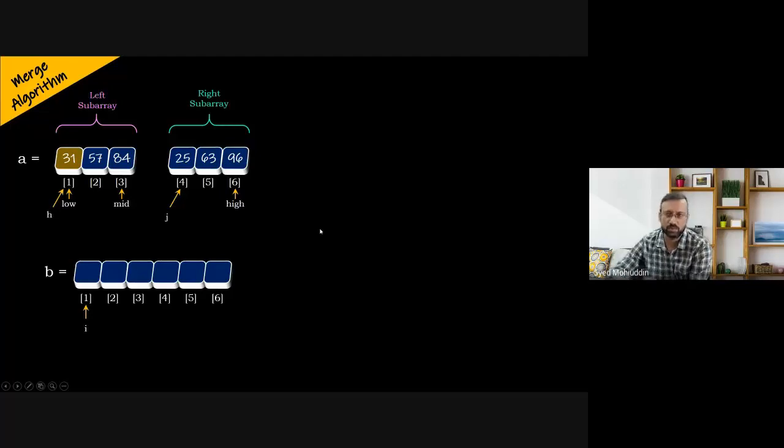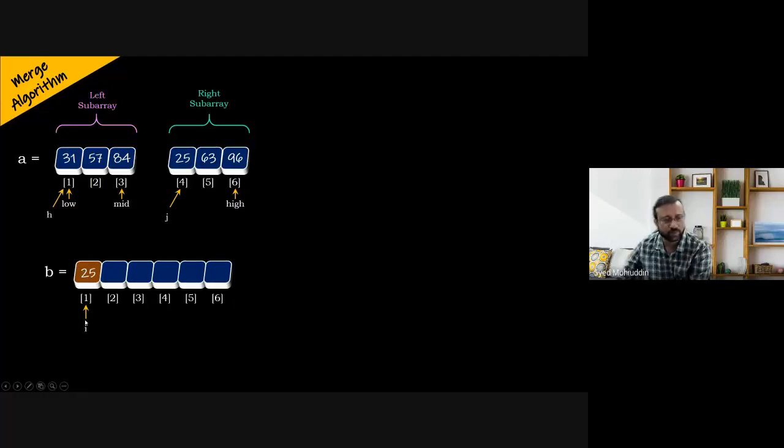Now, the logic behind this is we compare the element at index h, which is the first element from the left subarray, with the first element from the right subarray. Whichever is less, we will store that in array B at index i. So h is the first index, j is the fourth index, element at index h is 31, element at index j is 25. 25 is less than 31, so 25 is stored at index i.